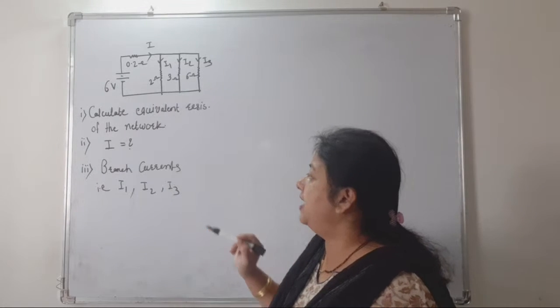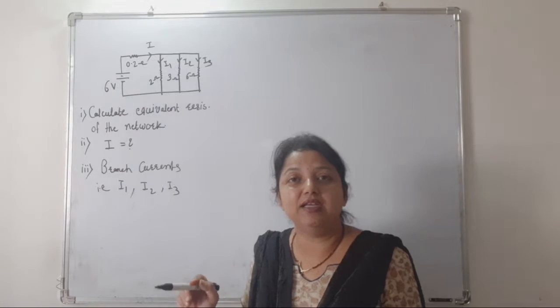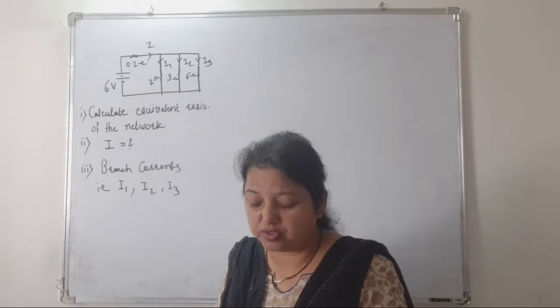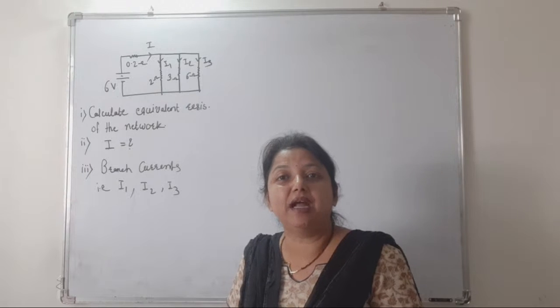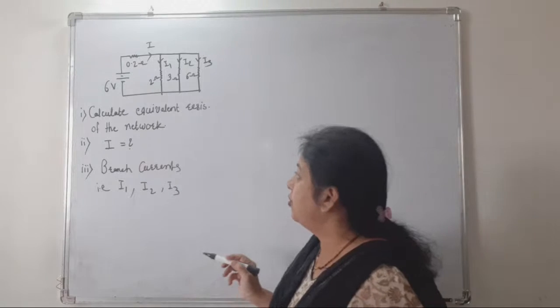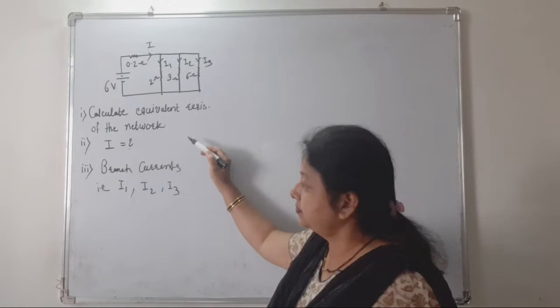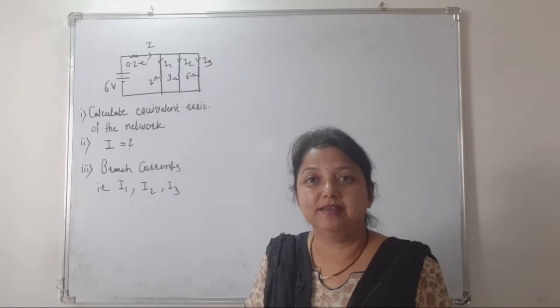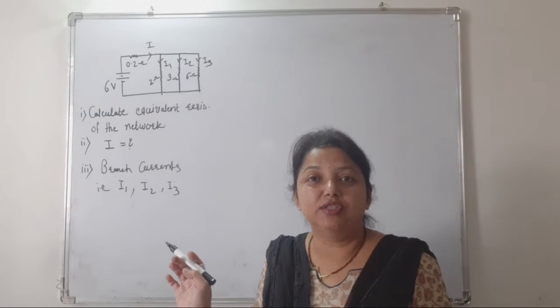Now what about the branch currents I1, I2, I3? We have to calculate them by using the current division formula we just studied, and I repeat the equations for current division also. Now we are going to solve this one. You also try. You can work it out without looking at mine.